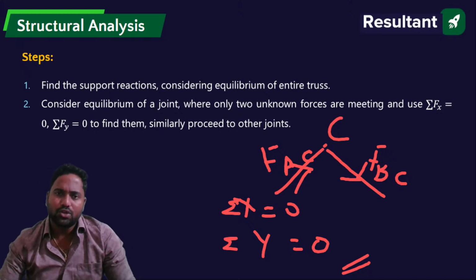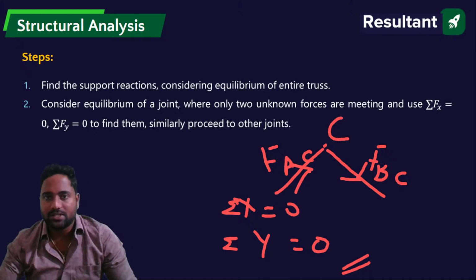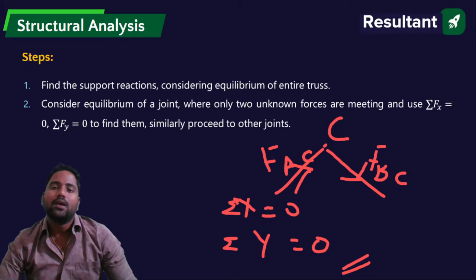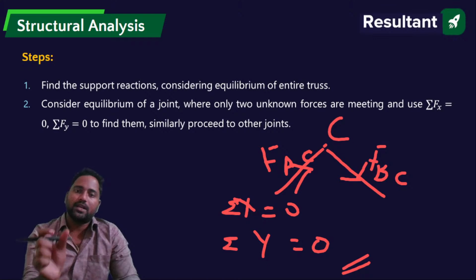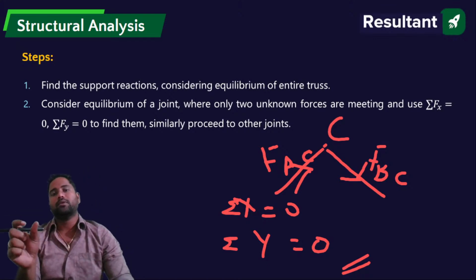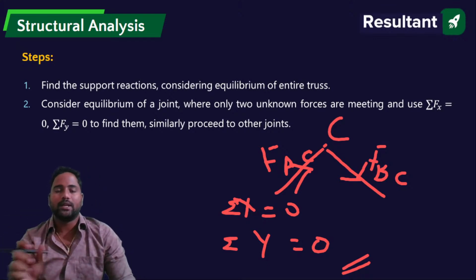Like this we proceed to each and every joint, like C, A, B. We'll go to each and every joint, we consider equilibrium at each joint, and we try to find out the forces in each member.